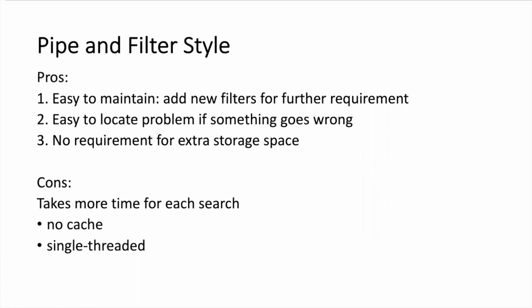The pros of the pipe and filter style is shown below. The first one is that this architecture makes the project easier to maintain. We can simply add new filters for further requirement. It is also easier to debug. We can simply check the input and output of each component to locate the problem if something goes wrong. The last one is that it doesn't require extra storage space.